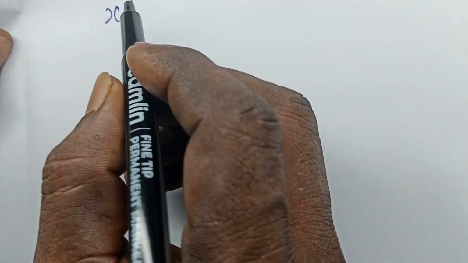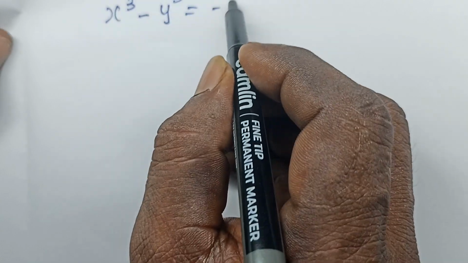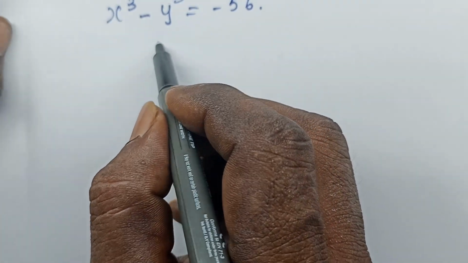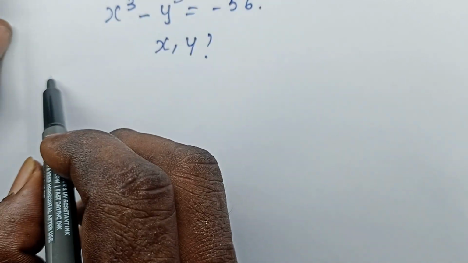x power 3 minus y power 3 equal to minus 56. What is the value of x and y? Solution.